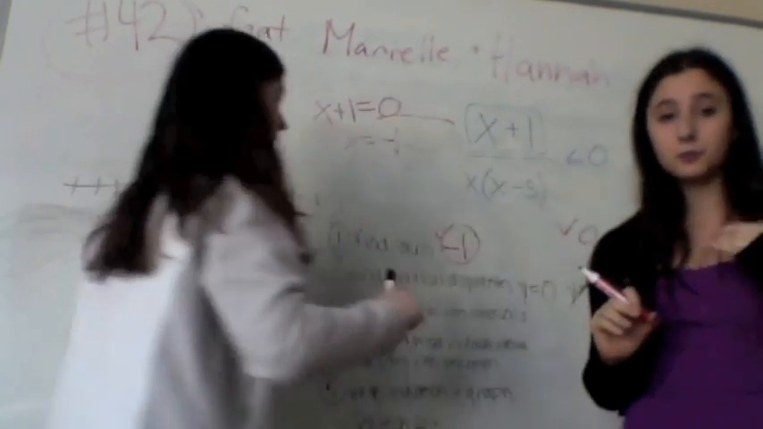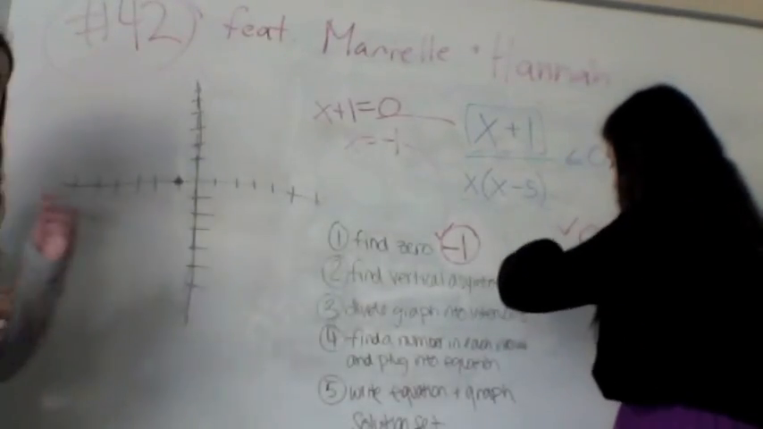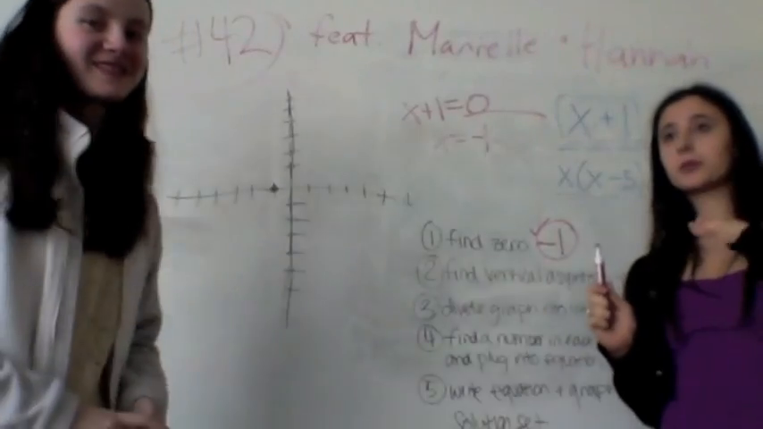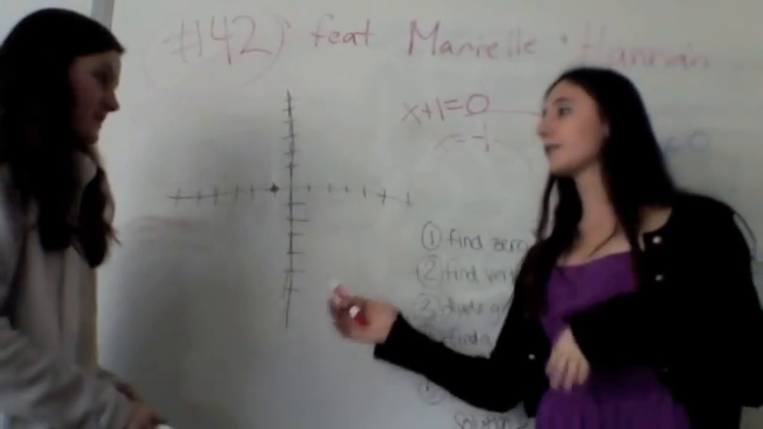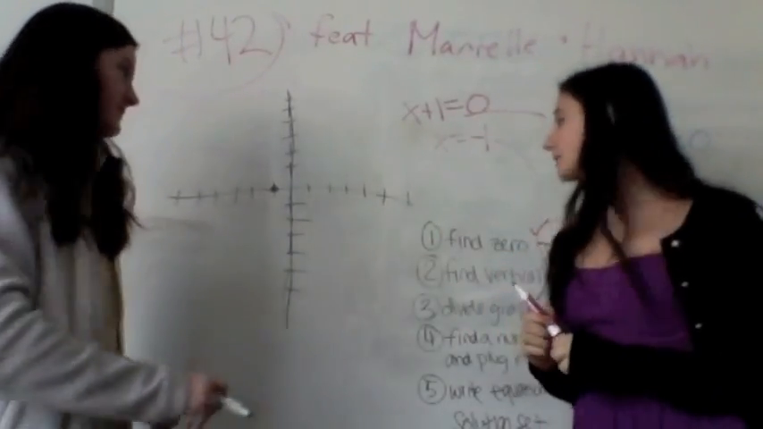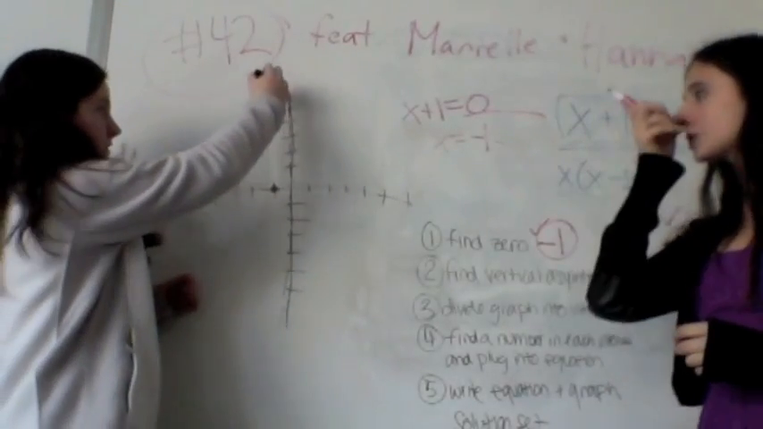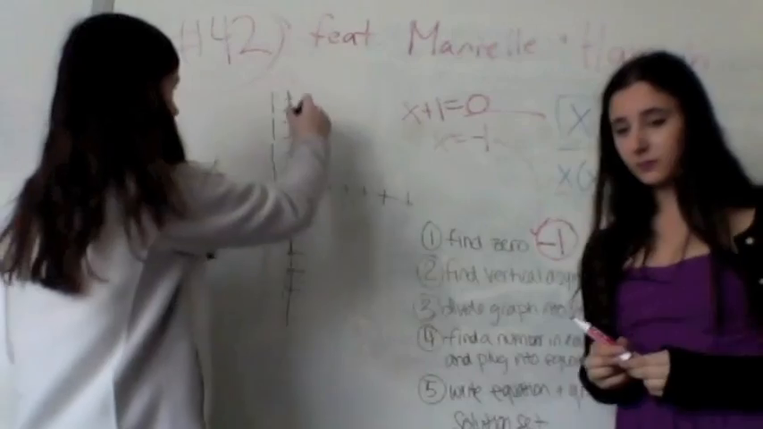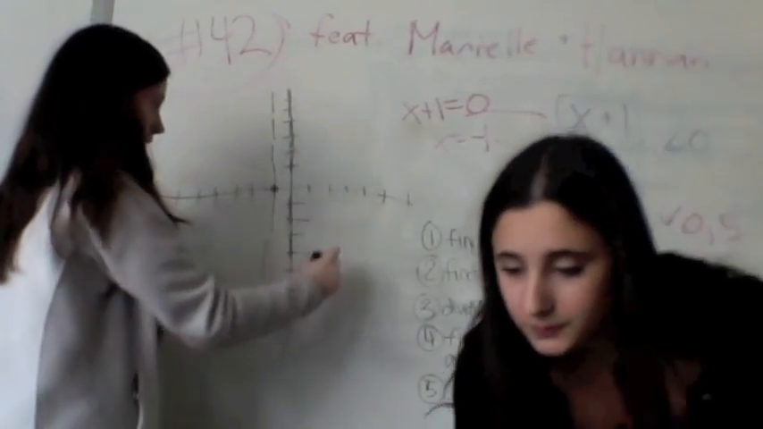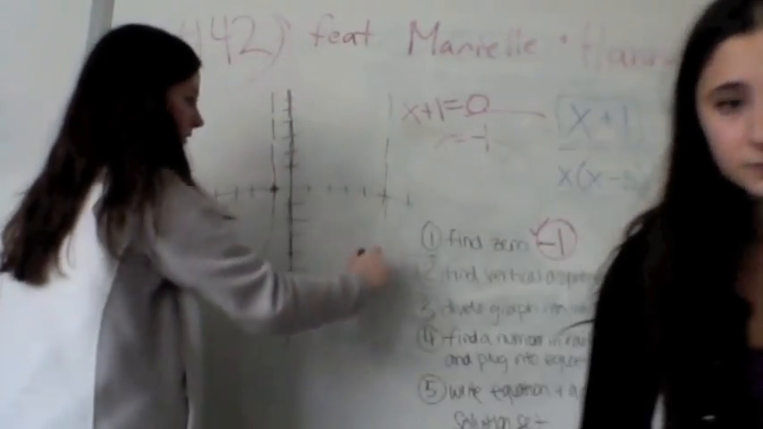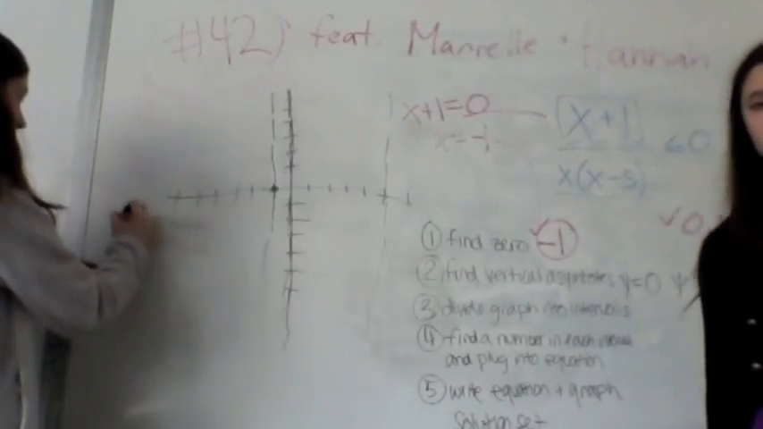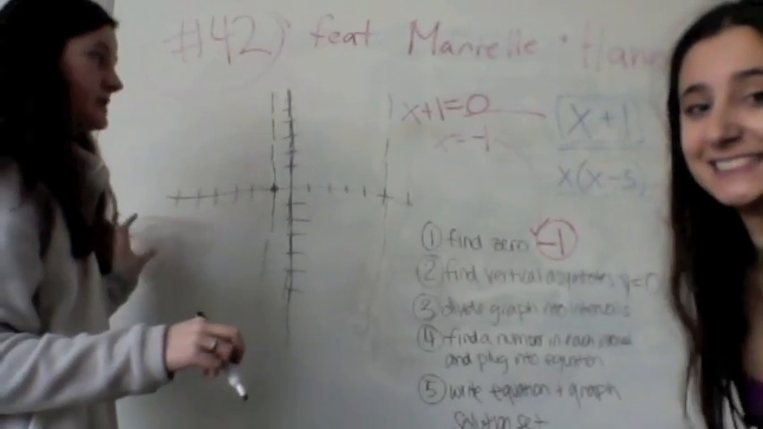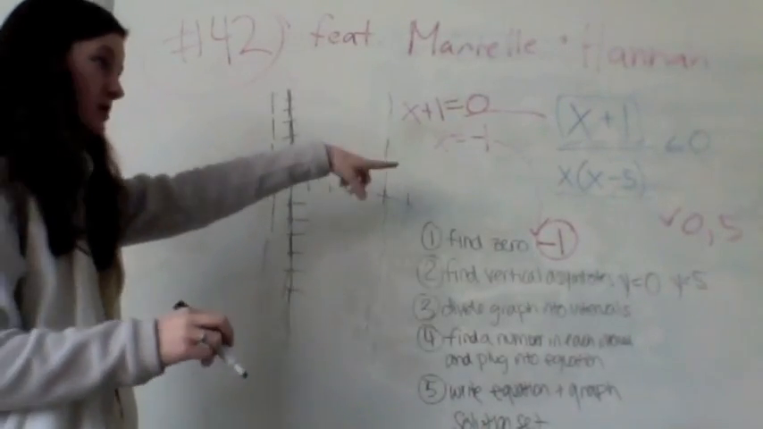So now we found three quantities: negative 1, 0, and 5. Those are the numbers that you're going to use to split your graph into intervals. So we plot one at negative 1, one at 0, and one at 5. We're going to find a number in each of our intervals and test to see if it makes our inequality true.